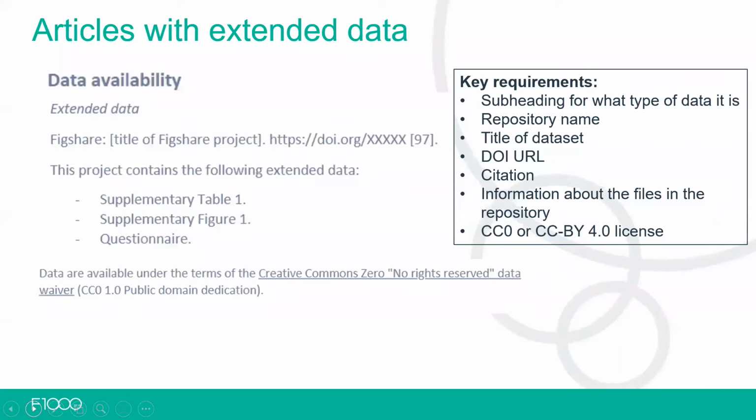Now, the next example is about the extended data. So you have the key requirements, which are subheading for what type of data it is, the name of the repository, the title of the data set, the DOI, citation, information about the file in the repository, and the license. So here you can see that again, it's Figshare, what is the title of your project, the DOI, then what is the extended data? There are supplementary figures and tables in questionnaire. So it's very clearly stated, supplementary table 1, figure 2, figure 1, and the questionnaire. So this is an ideal example of extended data.